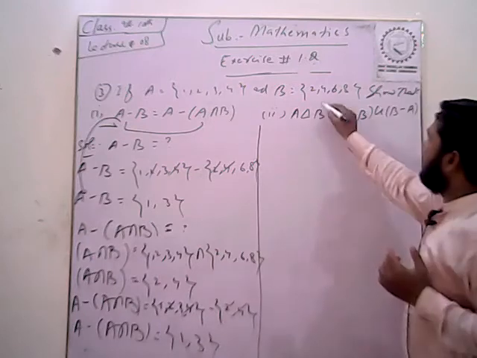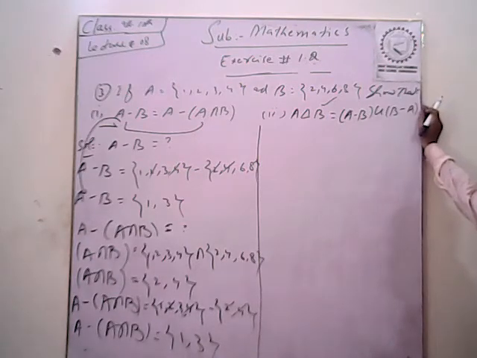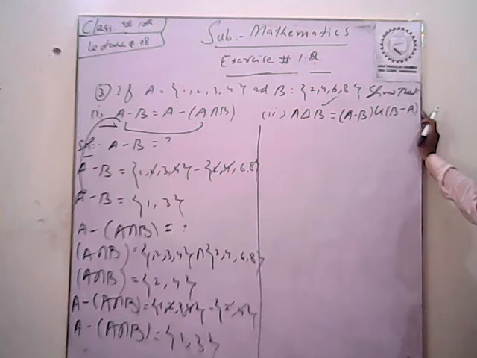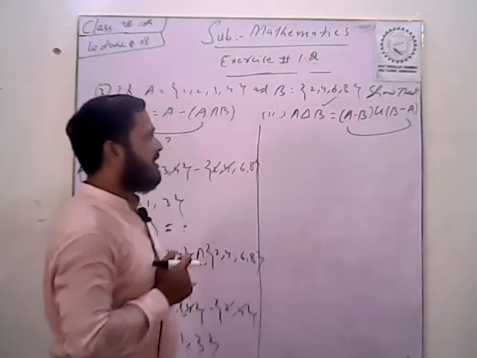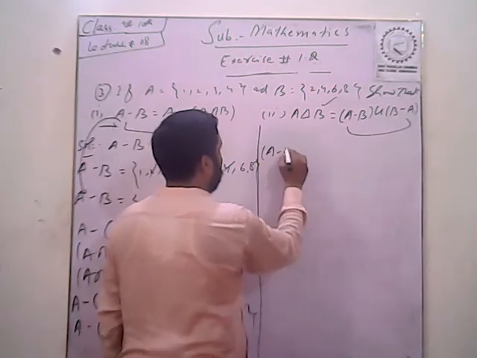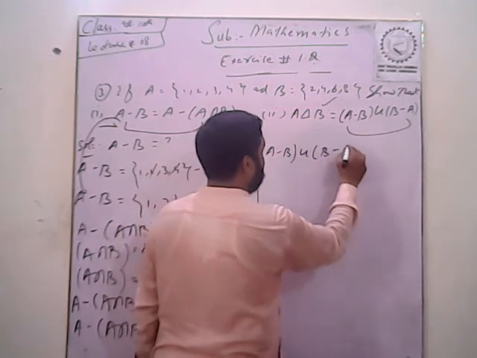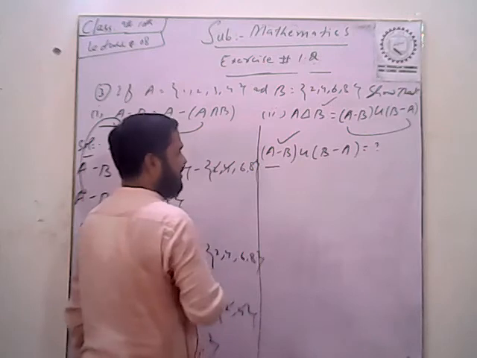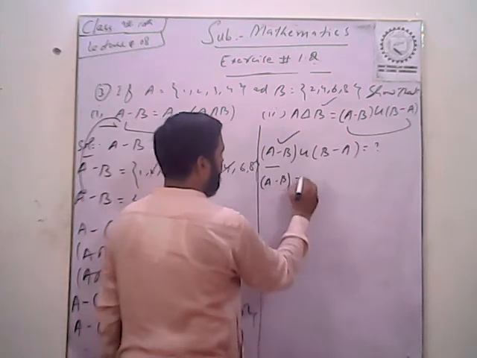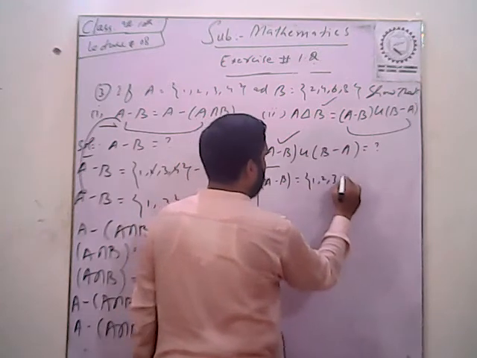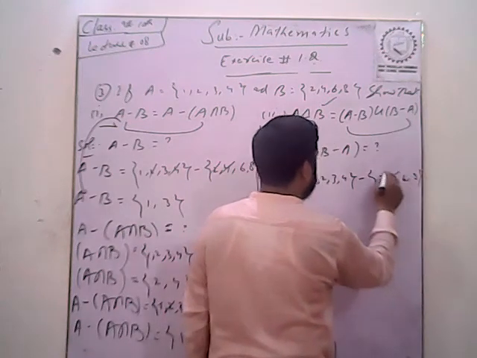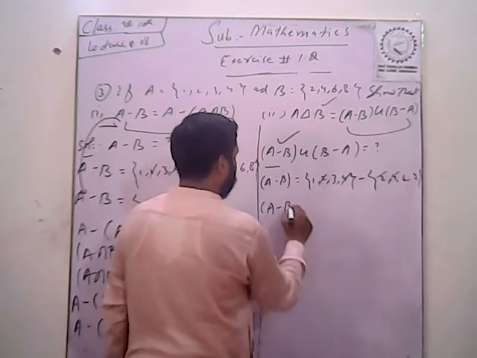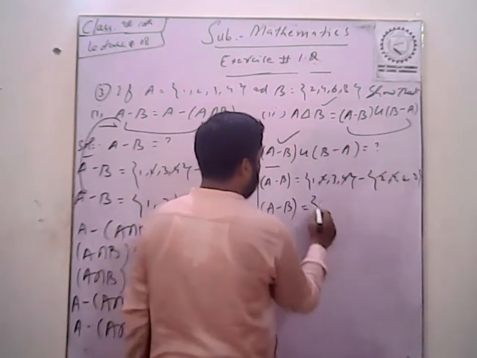Now for A symmetric difference B, we know, as we covered and proved in our previous lecture, so we only write the right hand side: A difference B union B difference A. First we find the bracket A difference B. A is equal to 1, 2, 3 and 4, difference B is equal to 2, 4, 6 and 8. 2 and 4 will be cancelled. Now A difference B is equal to 1, 3.